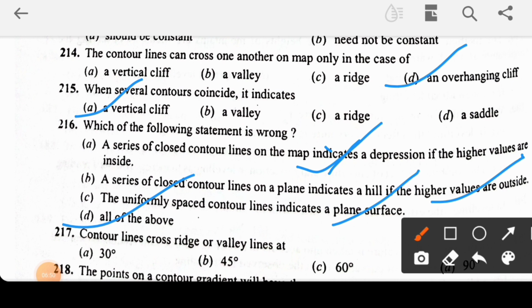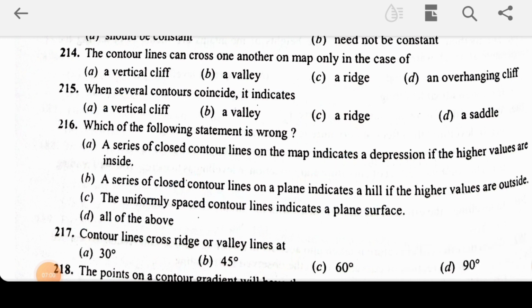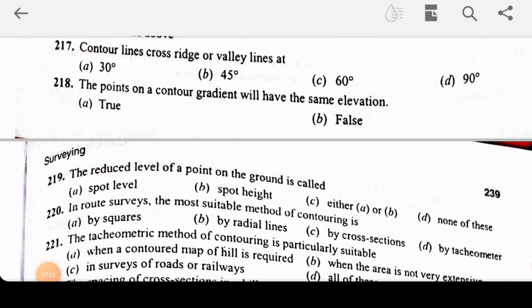Contour lines cross ridge or valley lines at 90 degrees.